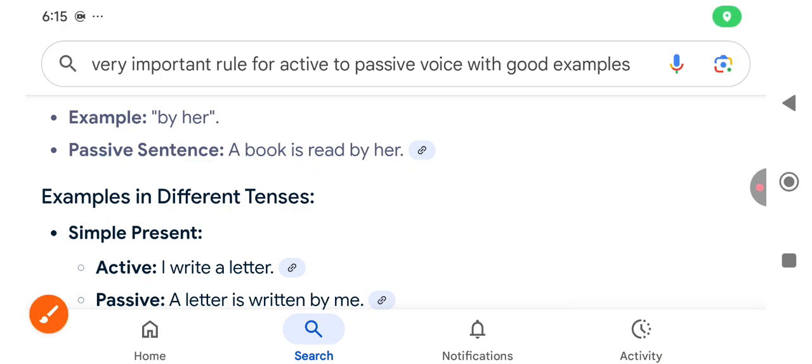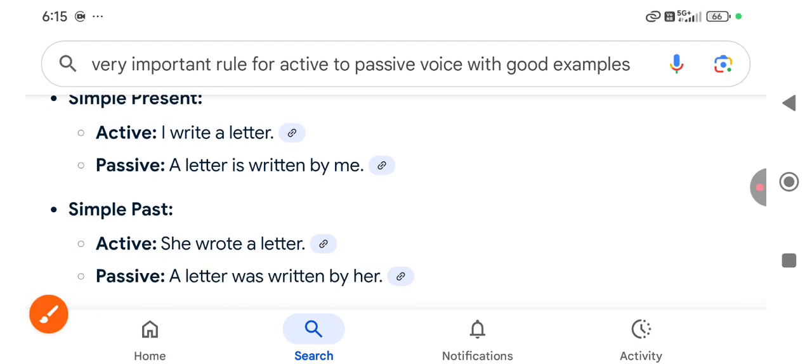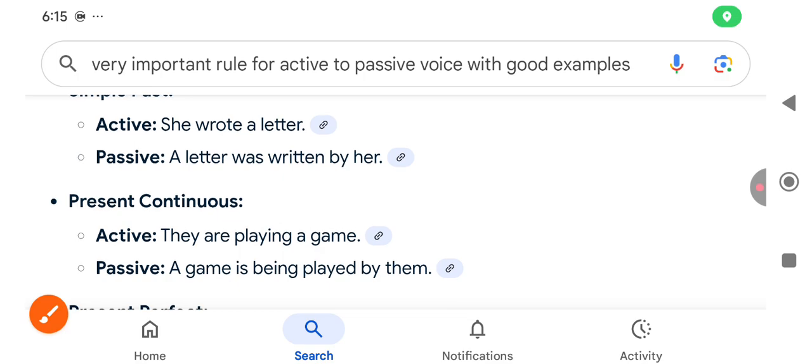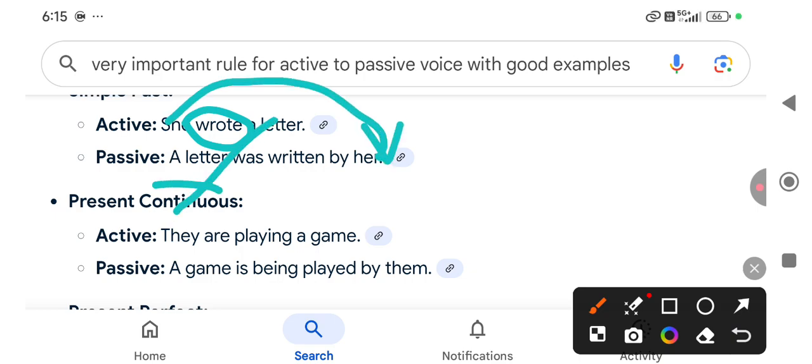So this way we can sometimes use by. Example is write. I write a letter, right? So that's a simple example. I write a letter. A letter is written by me, right? This is a change. Simple past example, she wrote. Your main focus should be on the verb. So she wrote a letter, so a letter will be here. She form will be changed to her, and was is the to be verb and written third form, right?